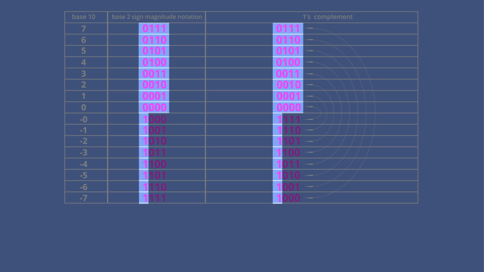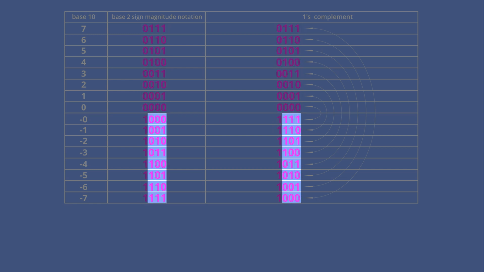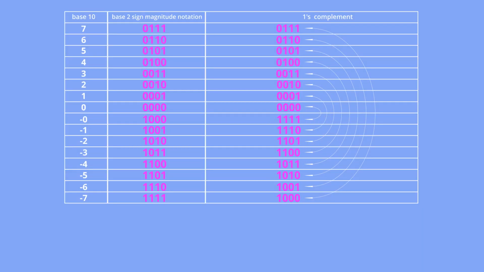If we compare sign magnitude notation and 1's complement, we can see that all MSBs and magnitude bits of positive numbers are the same, but magnitude bits of negative numbers are different. Also, we can see that 1's complement has the same range as sign magnitude notation, from -2 to the power of n minus 1 minus 1 to 2 to the power of n minus 1 minus 1.